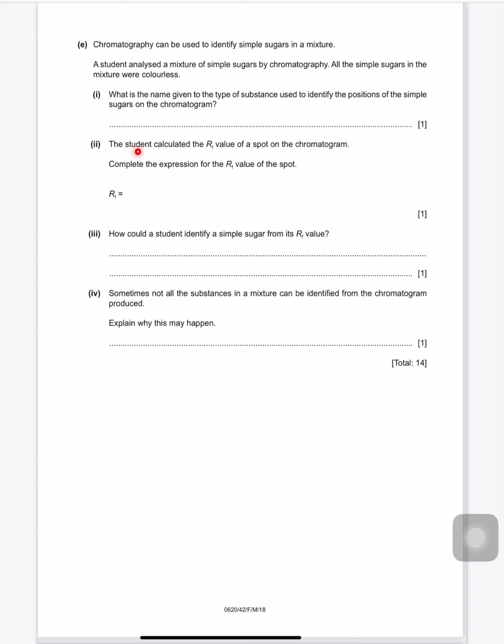Okay, so the student calculated the RF value of a spot on a chromatogram. Complete the expression for the RF value of the spot. So what we are going to write here is: RF value is equal to distance traveled by spot divided by distance traveled by solvent.